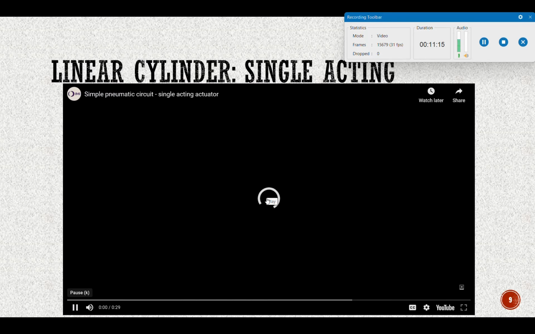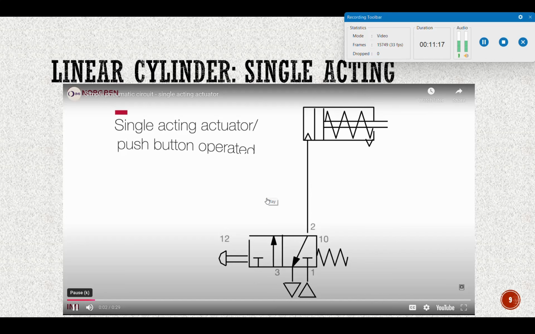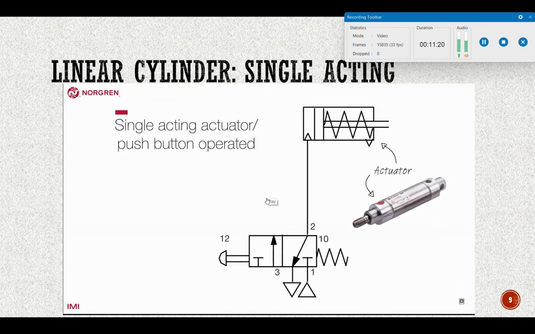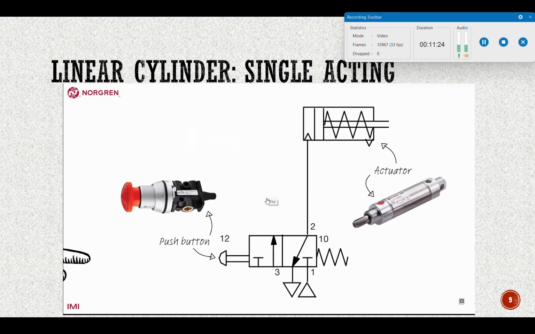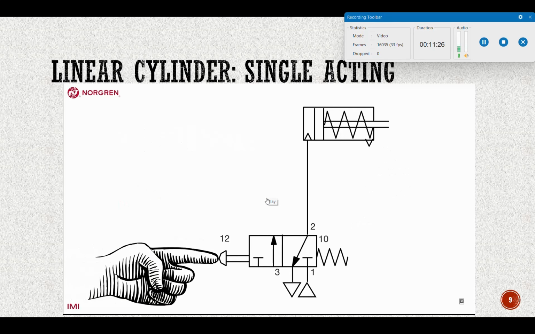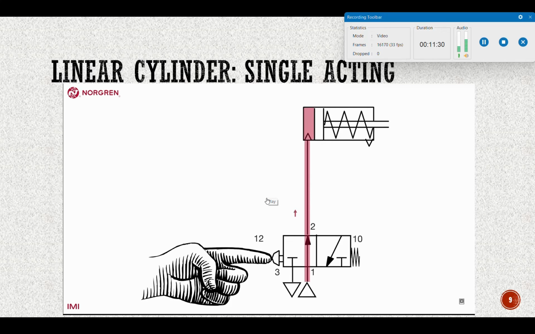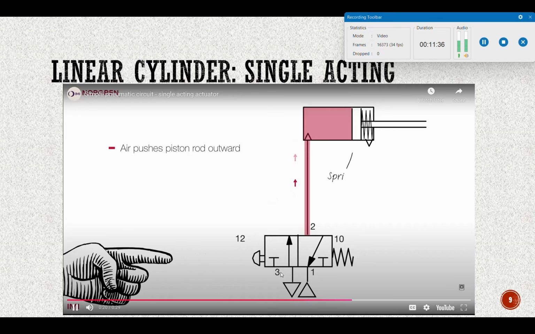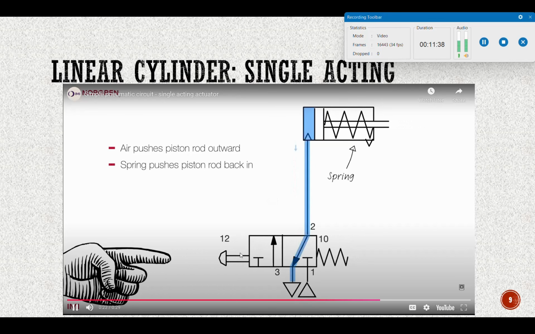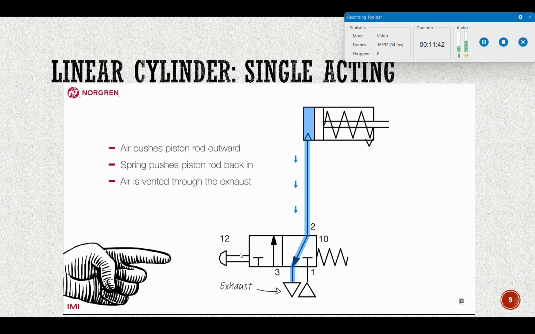So this is how the pneumatic circuit works. The first example is a simple circuit consisting of a single acting actuator operated by a push button. As you can see, when the button is pressed, the air flows through to the cylinder, pushing the piston rod outward. When the button is released, the spring pushes the piston rod back in, and the air in the system is vented through the exhaust.